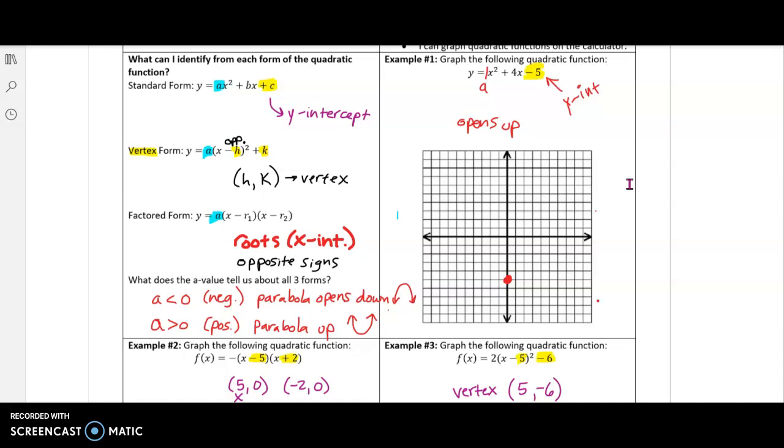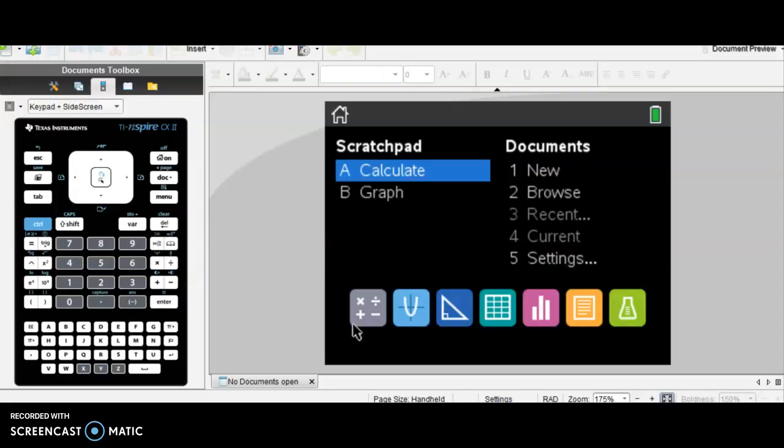That's where technology is actually a little bit important. So I'm going to show you how to do it on the Inspire calculator. Yes, you can do it on Desmos, but I feel like in general it's easier on the Inspire, and you can look at a table on the Inspire. So what we're going to do on the Inspire is we're going to go to graph.